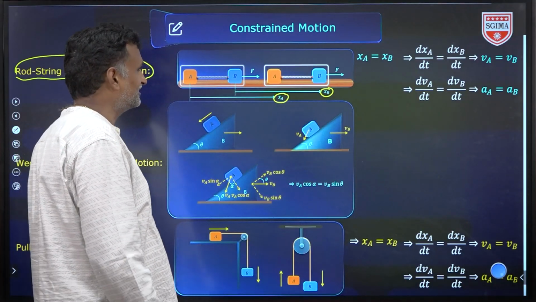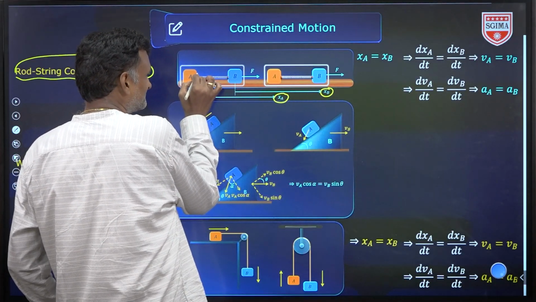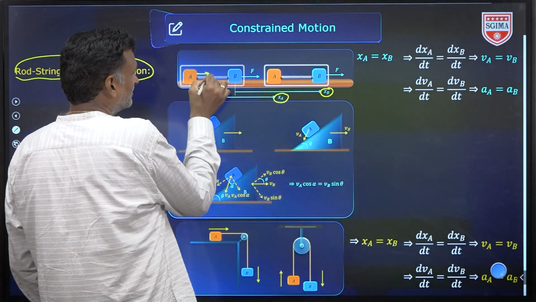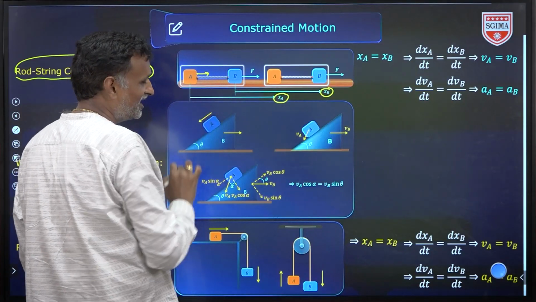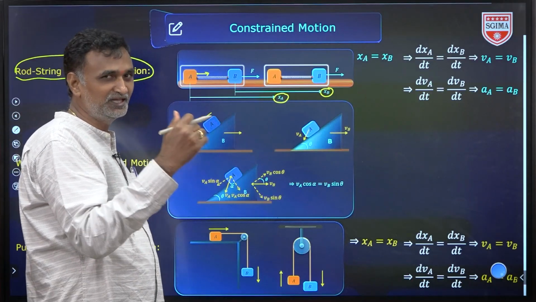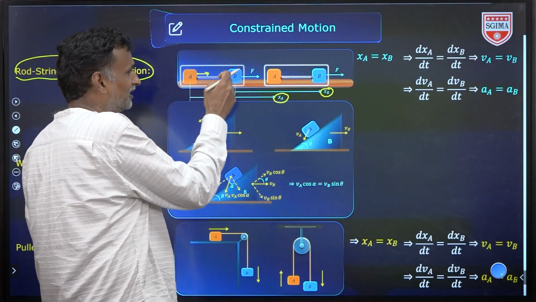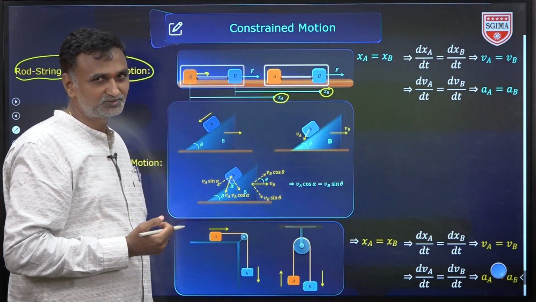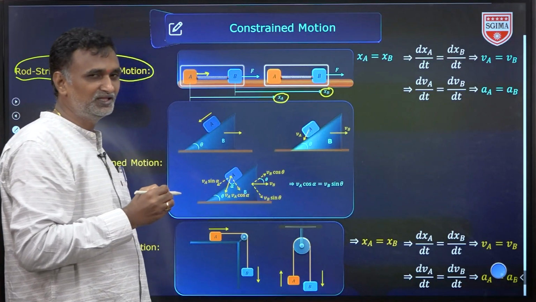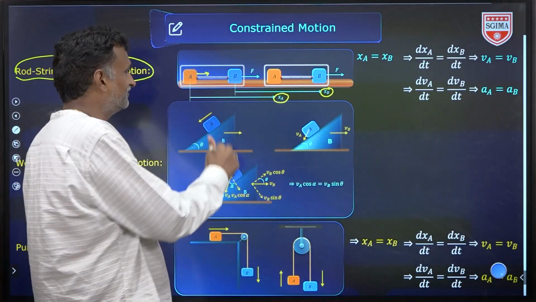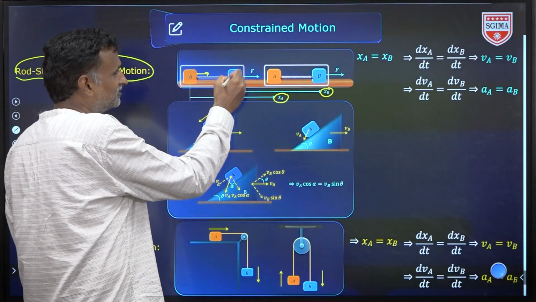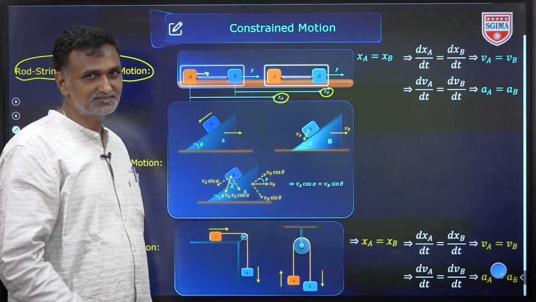Suppose it is clear this cannot be displaced separately forward apart from the rod, which means they cannot go forward leaving the rod, because the rod will stop the motion of A to move forward. Whatever distance is travelled by B, the same distance is travelled by A, that is no problem. But if you replace this rod with a string, then there is a chance that A and B travel different distances.